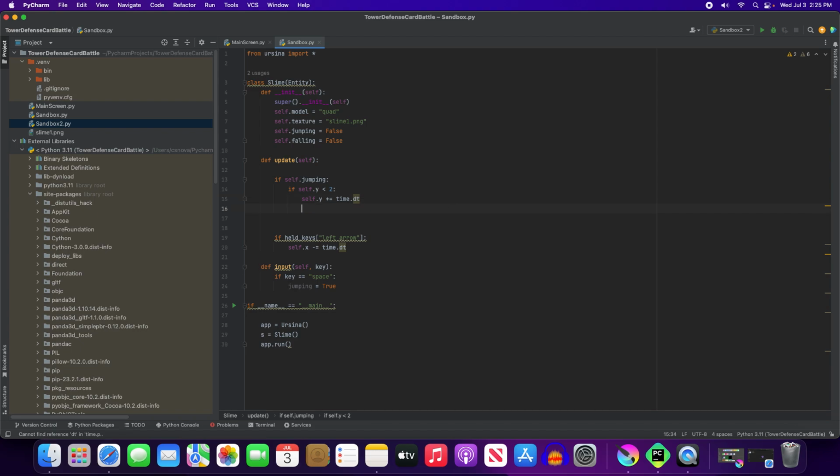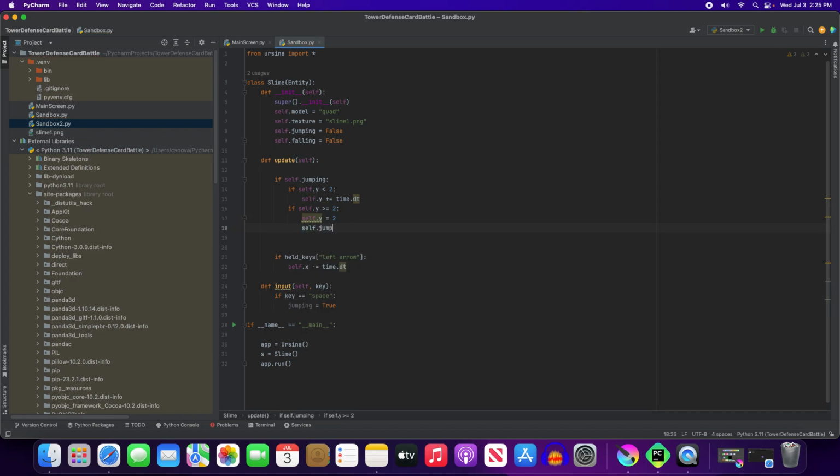So that should work. So then we say if self.y is greater than or equal to 2, then first let's just make it so that it's exactly 2. And we'll say that jumping is no longer true, but falling is. So then we need to do something for falling. If self.falling, then self.y minus equals time.dt.